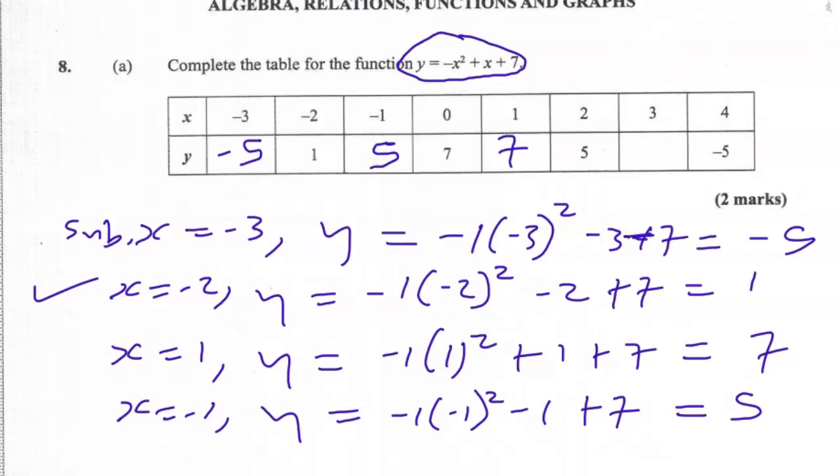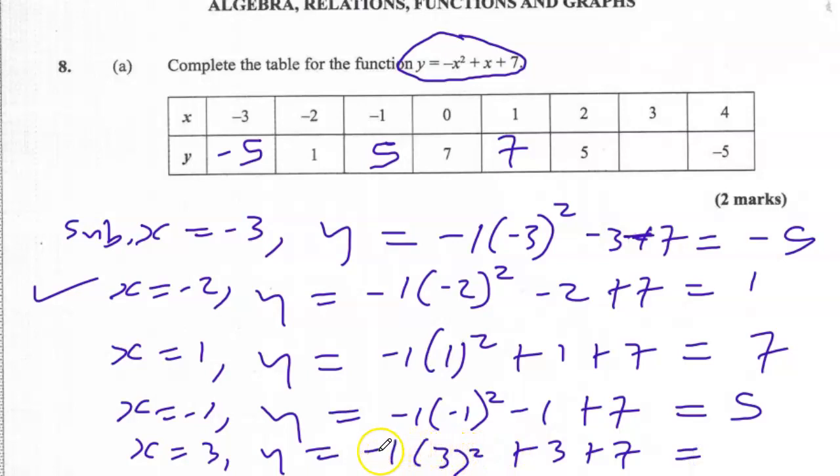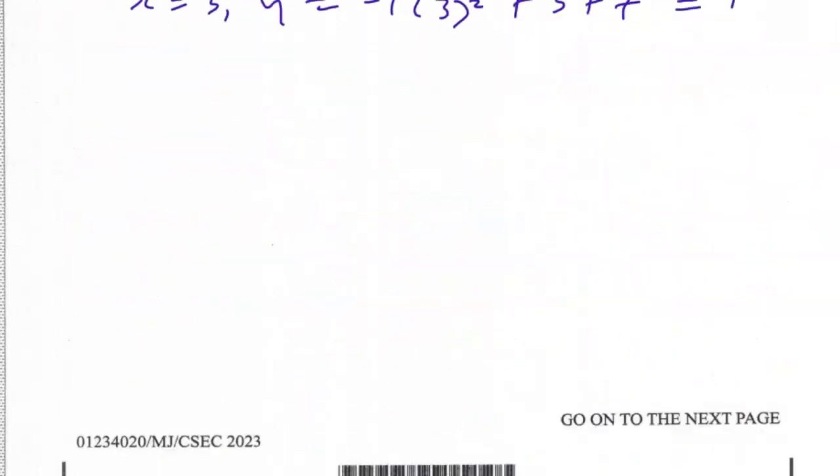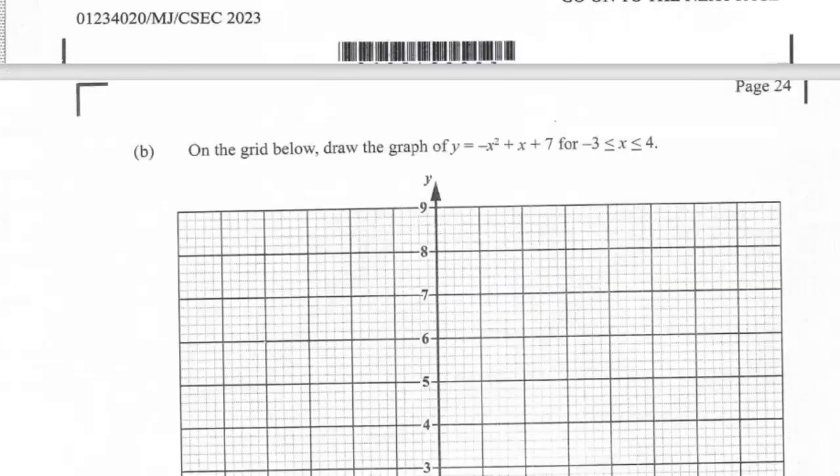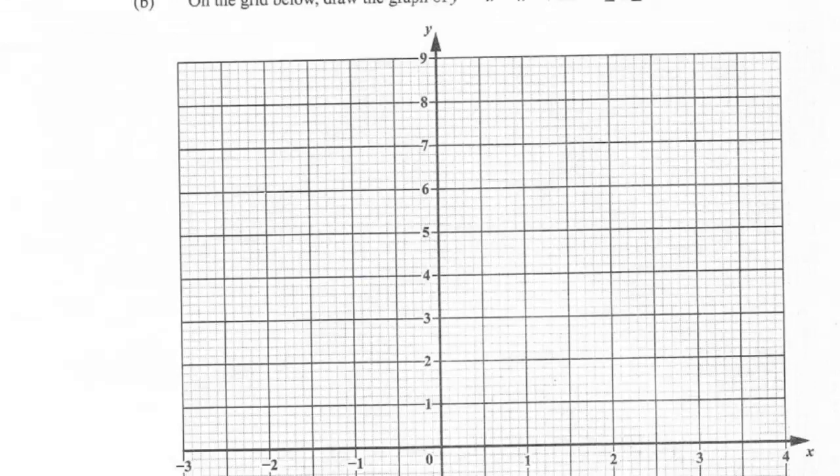And the last one, when x is 3, y equals minus 1 times 3 squared plus 3 plus 7. That's actually minus 9 plus 10. That's 1. Alright, so now we are asked to do a graph to represent the function we just did.